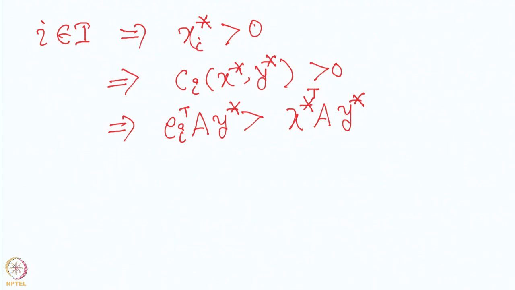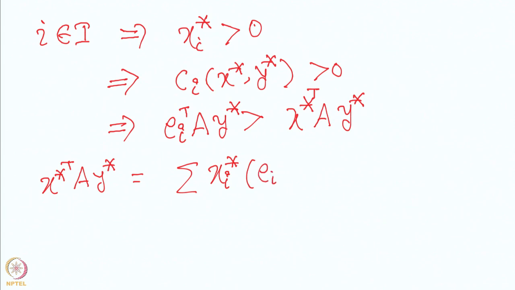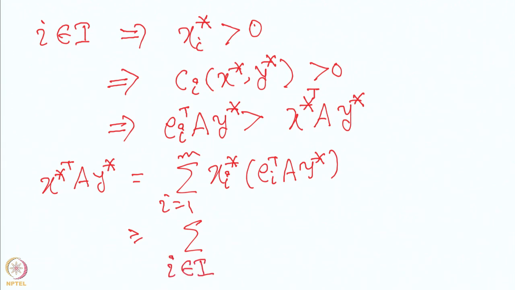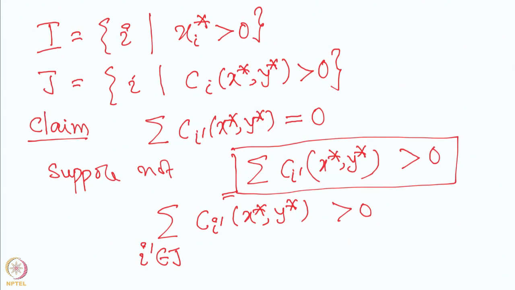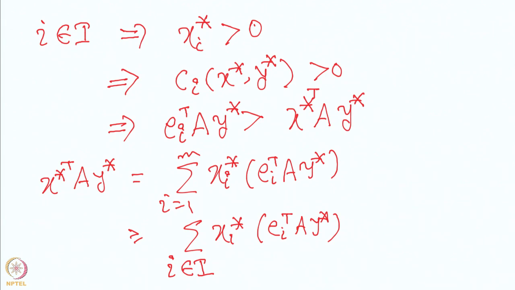This happens. Now, what is x star transpose A y star? This is the same as summation x_i star of e_i transpose A y star, where i equals 1 to m. This is certainly greater than or equal to summation over i belonging to I of x_i star e_i transpose A y star, because if i is not in I, then x_i star is 0, therefore this happens. And then from this previous thing, we have this J is there here. So this is going to be greater than summation x_i star times, let me call this u1, and this is going to be u1.